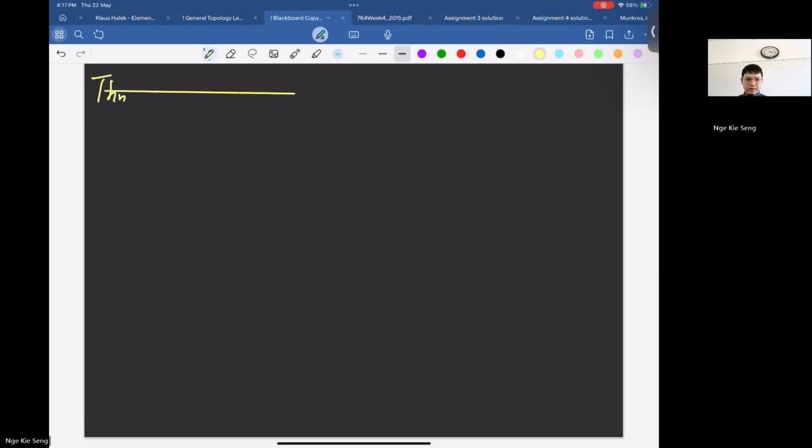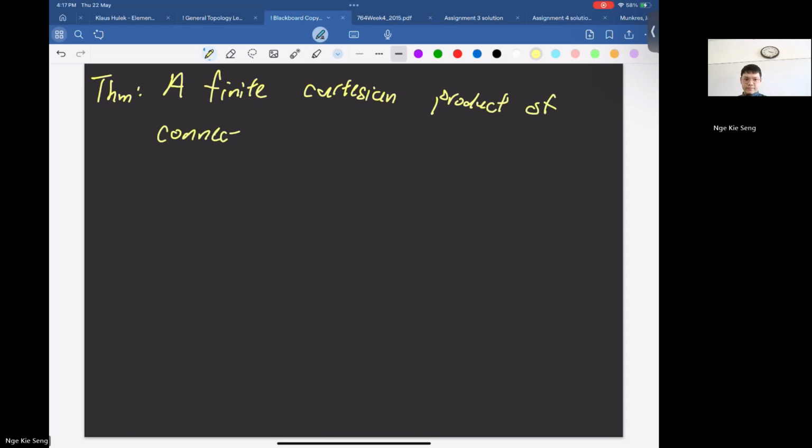So next theorem. A finite Cartesian product of connected spaces is connected, with the product topology. Yes, with the product topology. Almost always, when we refer to a product space, it should be the product topology.